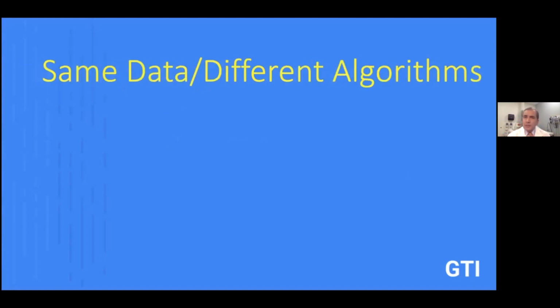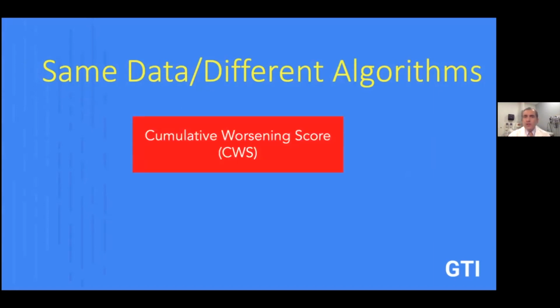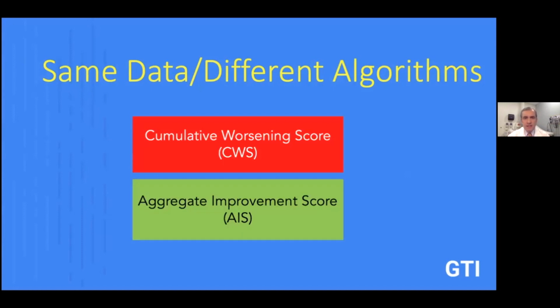The GTI provides two different scores from the same set of data. One is called the Cumulative Worsening score, and the second is called the Aggregate Improvement score. These two scores really are opposite sides of the coin, and they capture the full nuances of steroid toxicity. The Aggregate Improvement score, for example, allows us to understand whether there's actually been improvement in steroid toxicity over the course of a clinical trial. So the GTI can measure both worsening and improvement.